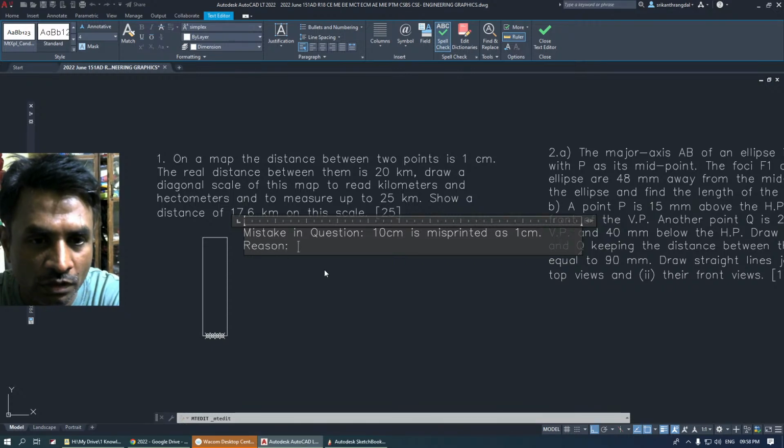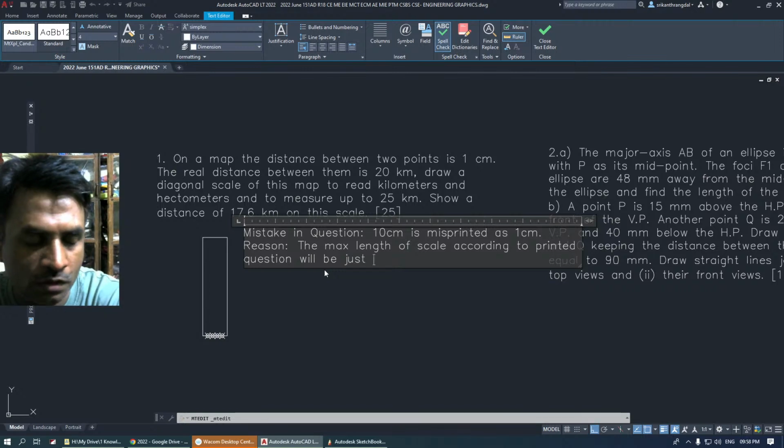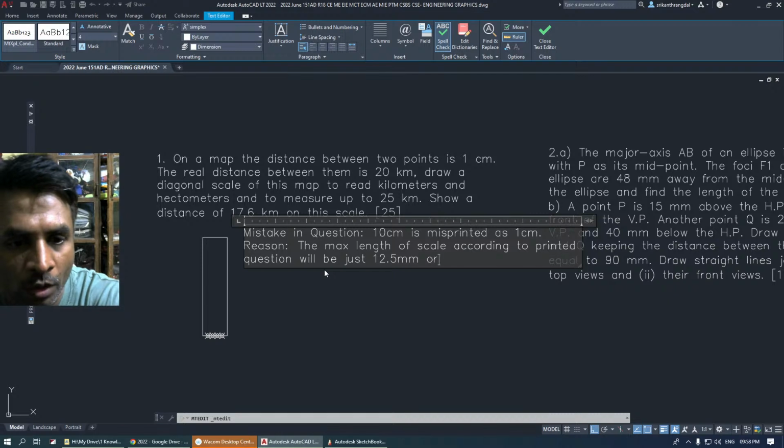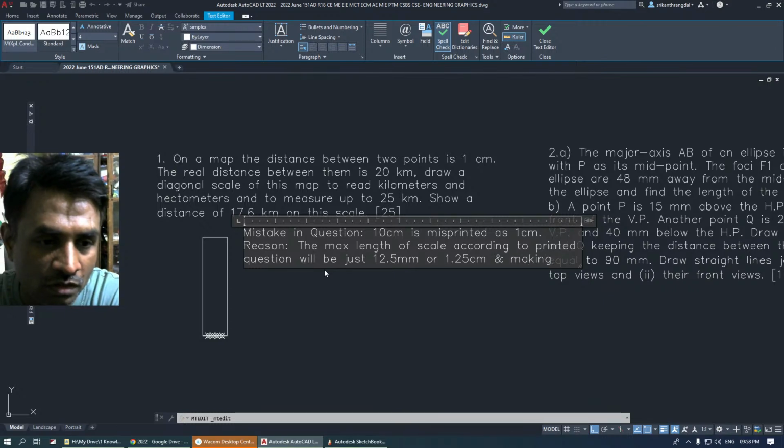The reason is the max length of the scale according to the printed question will be just 12.5 mm or 1.25 centimeters, and making more deviations in this is not possible in manual drafting at least.